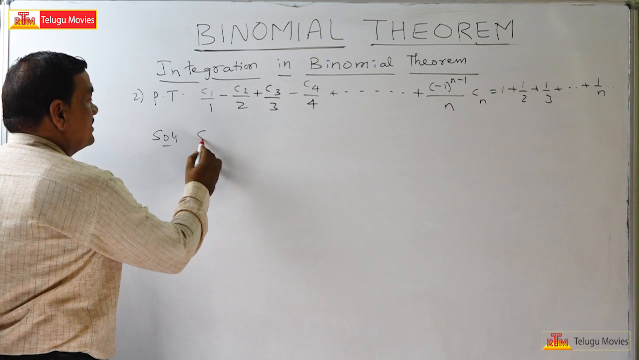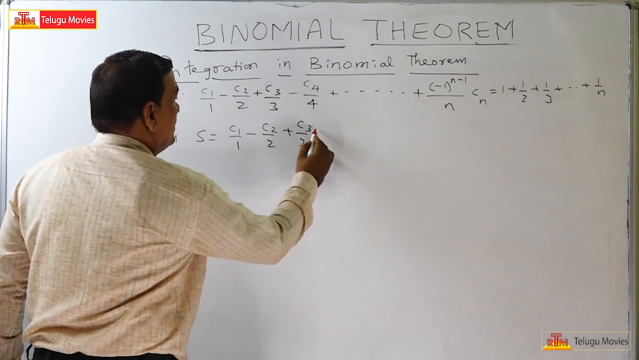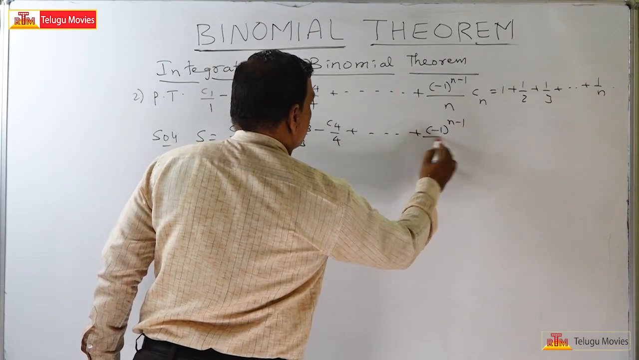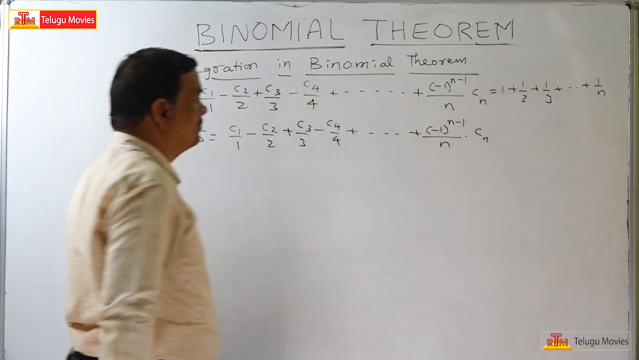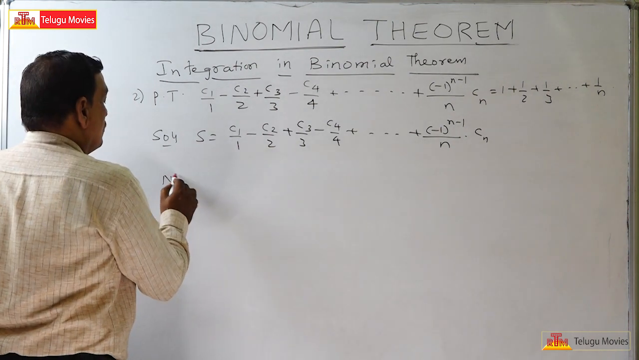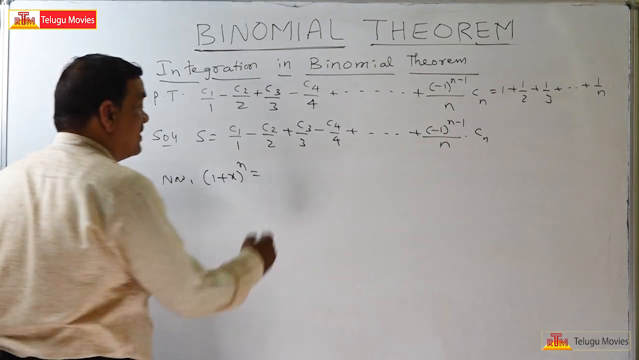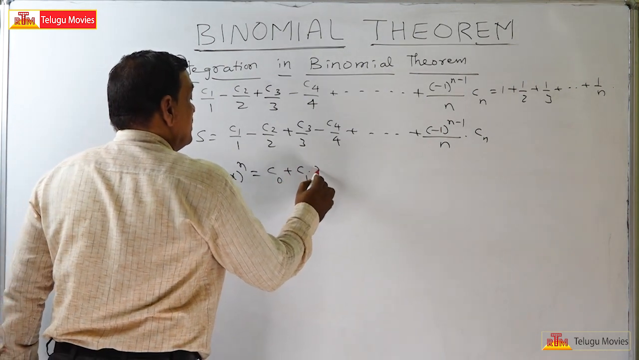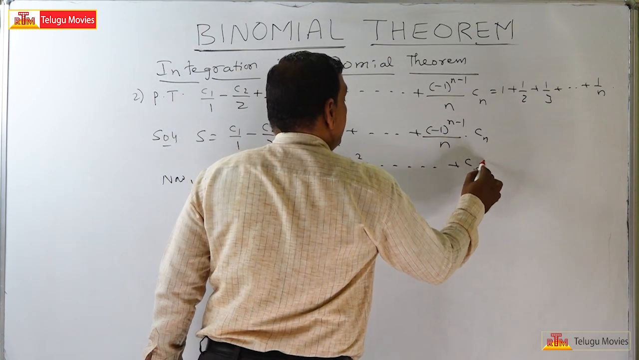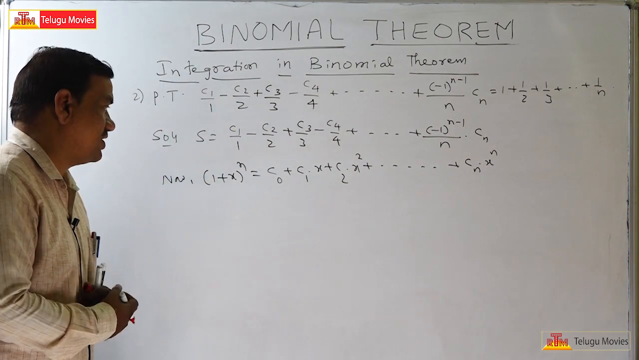Solution: you see here, let S is equal to c1 by 1 minus c2 by 2 plus c3 by 3 minus c4 by 4 plus so on, minus 1 whole power n minus 1 by n into cn. Let us put it like that. So let us take the expansion of (1 plus x) whole power n. What is the expansion? It is c naught plus c1 into x plus c2 into x square plus so on, cn into x to the power of n. Let us see that expansion.